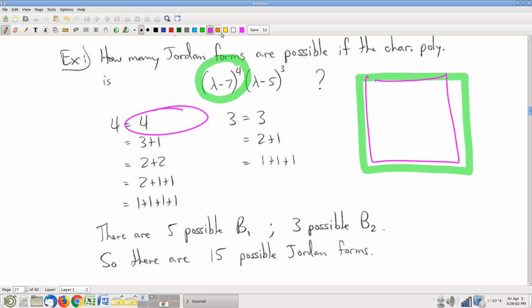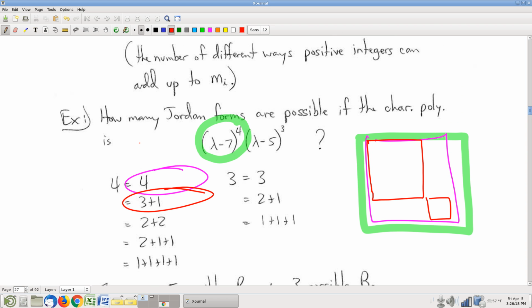What's another possibility? Another possibility is that you have a 3 by 3 eigenvalue block and a 1 by 1 eigenvalue block. All right, so I'm going to circle that right there. Now, what's going on? What's the connection between these?